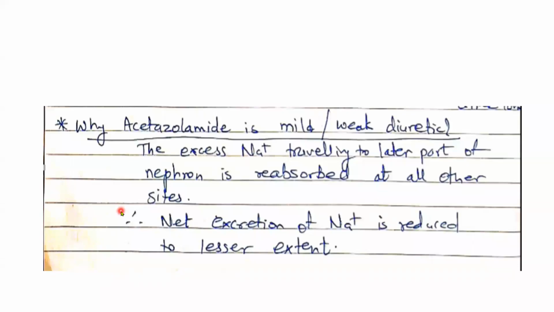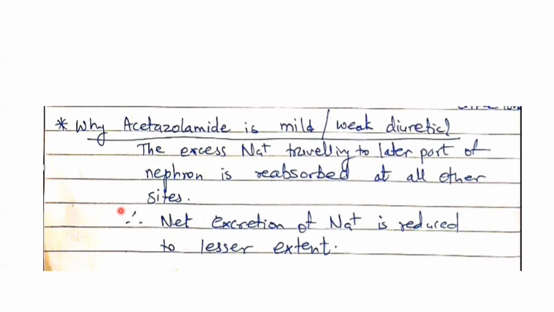So in the last video, we saw how acetazolamide works as a diuretic. And the very last point that we discussed was why acetazolamide is a mild or weak diuretic. If you recall, the excess sodium traveling to the later part of the nephron is reabsorbed at all other sites, and thus net excretion of sodium is reduced to a very small extent. By net excretion, I mean the total amount of sodium which is excreted through urine.